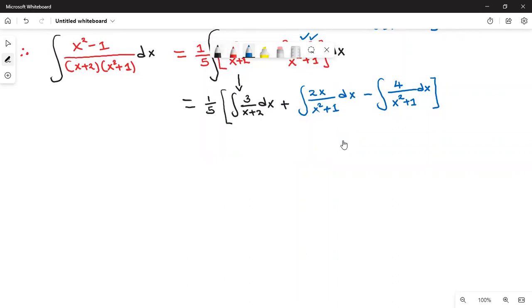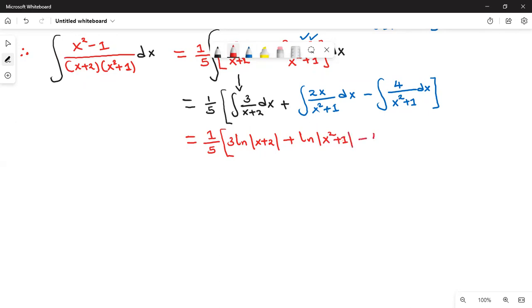So when you apply the techniques of integration, in the first part, you need to use U substitution. You let U to be x plus 2, and then you work it out. So this will give us 1 over 5. When you integrate this, we are going to get 3 times ln x plus 2. What about again the second integral? Again, another U substitution. Let U be x squared plus 1. So this will give us plus ln x squared plus 1.